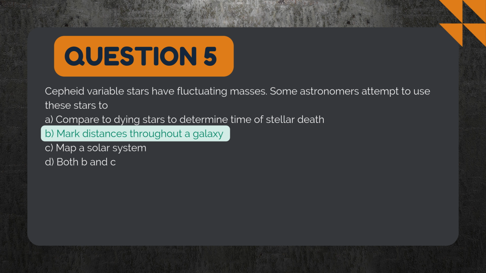Correct answer is B, mark distances throughout a galaxy. Cepheids follow a precise period-luminosity relation, making them standard candles to measure distances to star clusters and galaxies. They are not used to map solar systems.